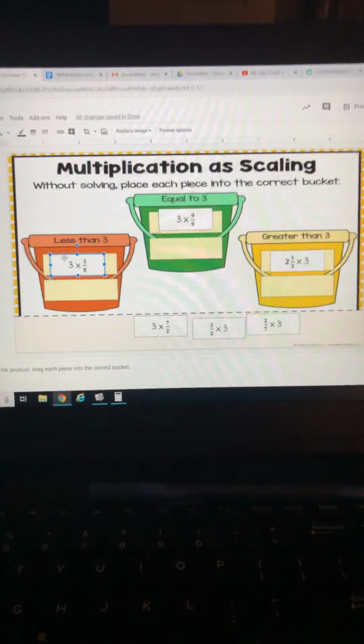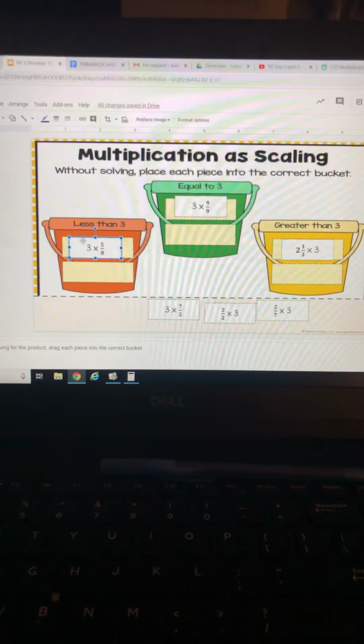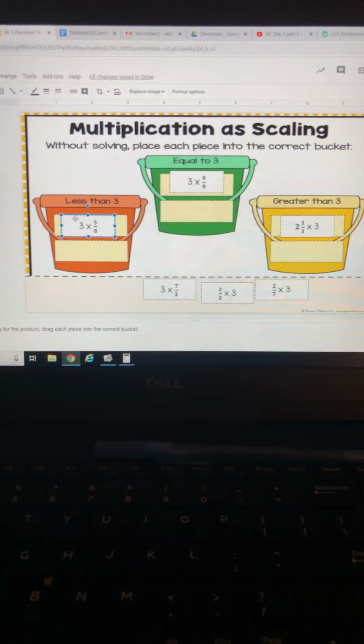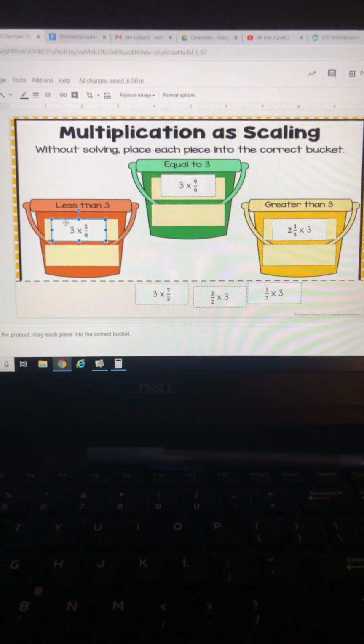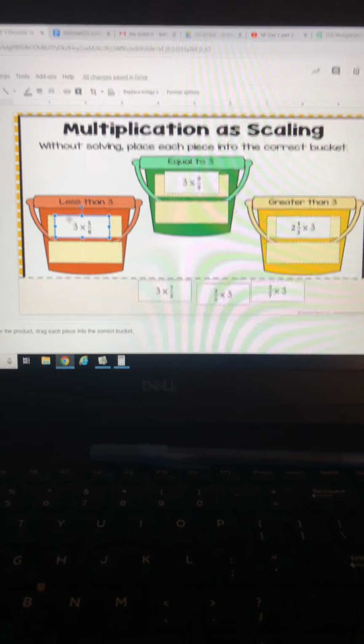I will be back momentarily as we continue to look through today's lesson. Remember, fractions are fun and fractions are fair. You've got this.